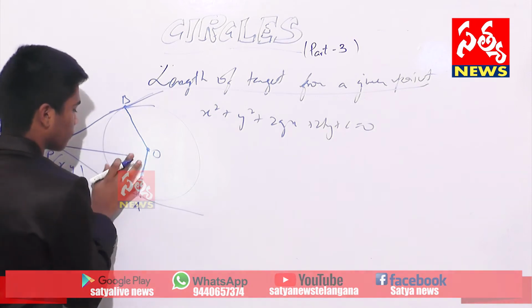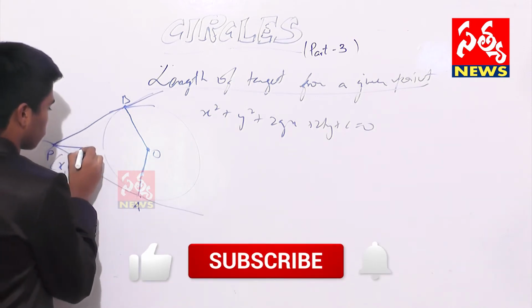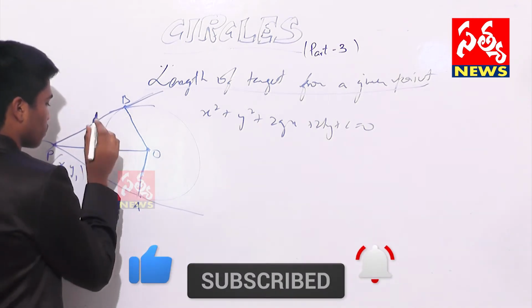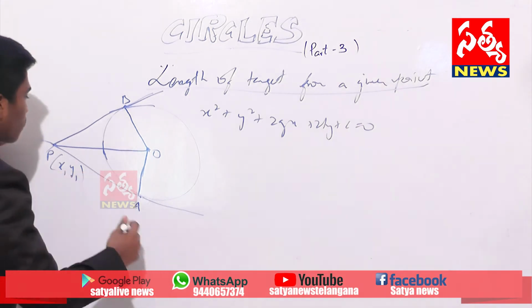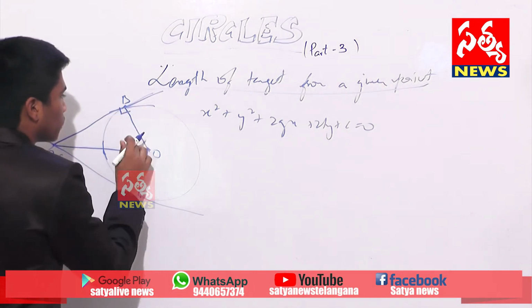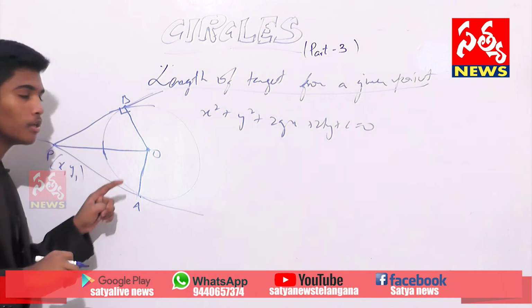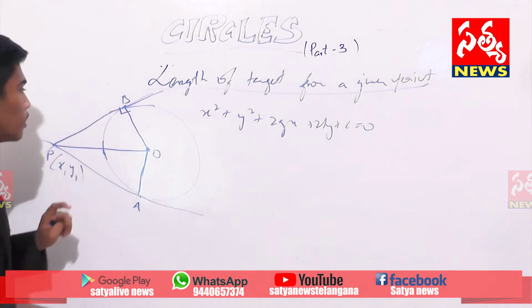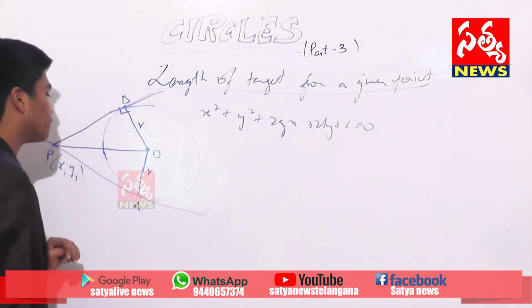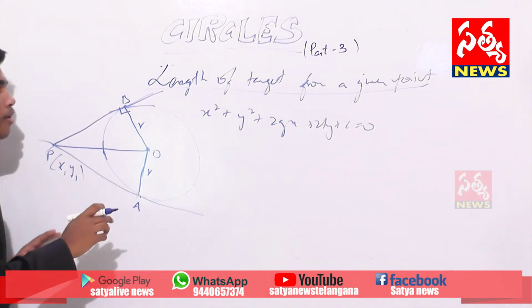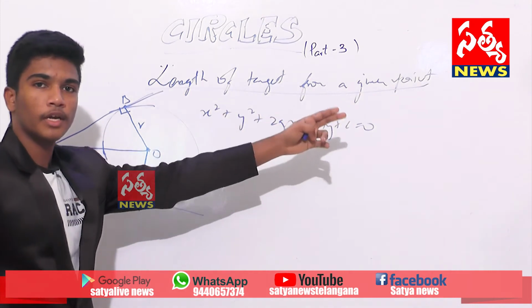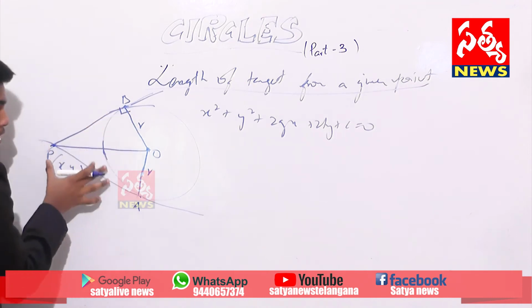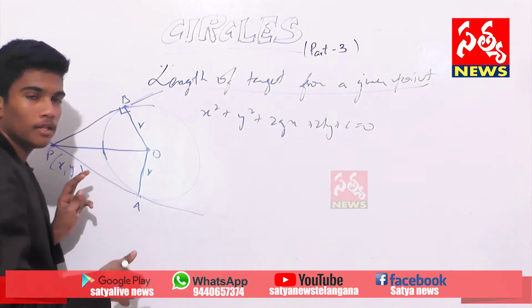Joining OP, here you can see that the angle OBP is 90 degrees, as the angle between the tangent and the radius is 90 degrees. See, this is r, this is r. Now, we have to find the length of the tangent from the given point, which means we have to find the length of PB or else PA. That is the length, right?